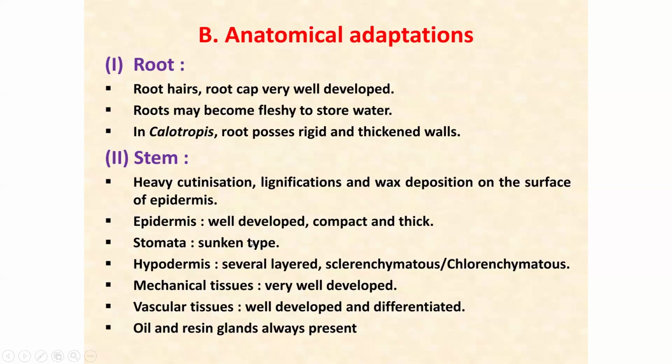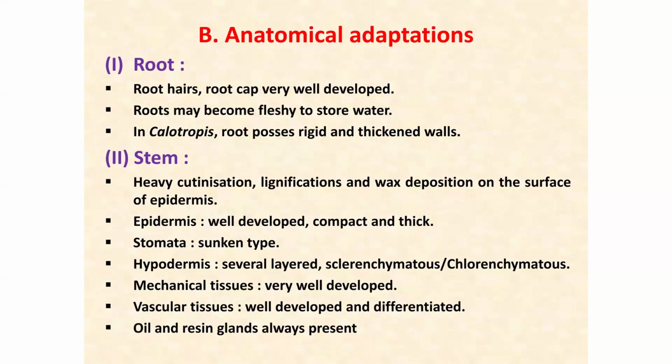So generally stomata are present in the epidermal layer, but here the sunken stomata means they are present inside, that is in the hypodermal region. So it is called the sunken stomata. Next one is the hypodermis, which is several layered and sclerenchymatous. So here the mechanical tissues are also well developed in xerophytes. That is, the hypodermis is well developed with several layers, and it is sclerenchymatous.